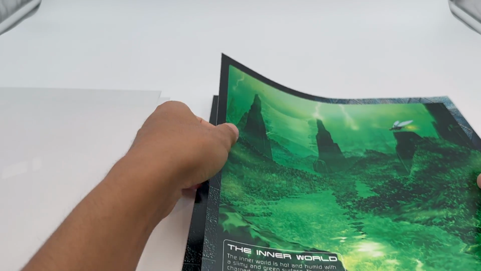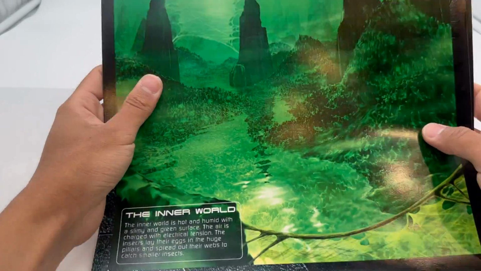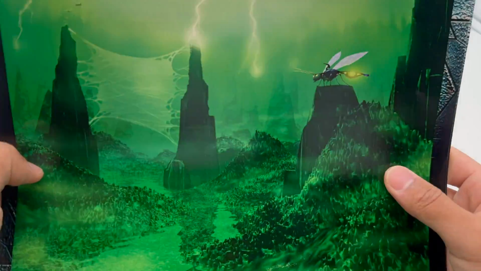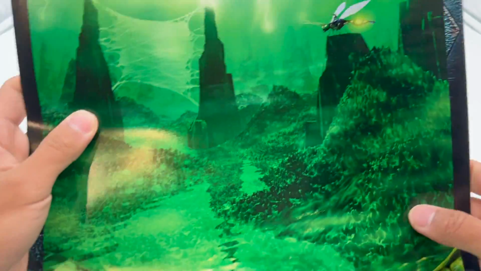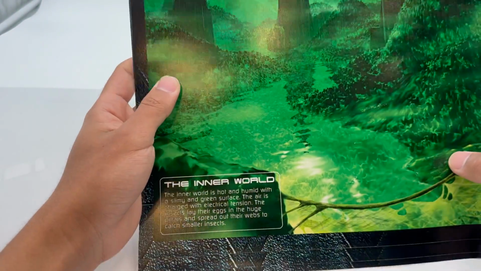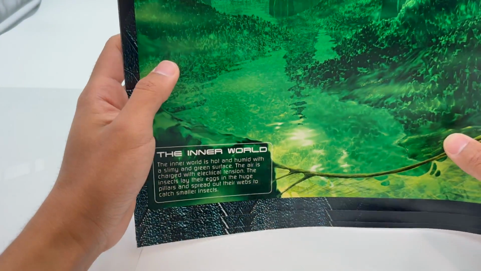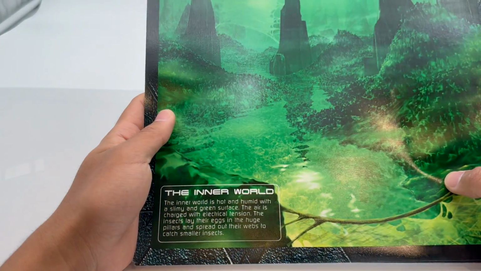Then finally, this image is so cool to me because this is the inner world. You can see one of the insects perched atop there. You've got some webs, and the inner world is hot and humid with a slimy green surface. The air is charged with electrical tension.